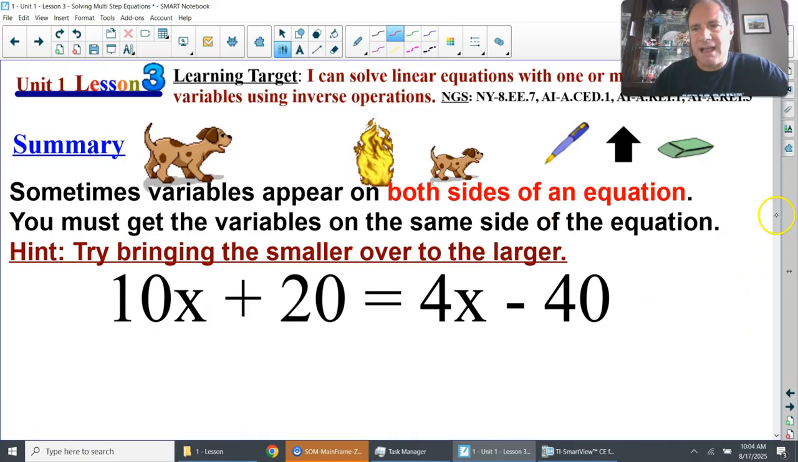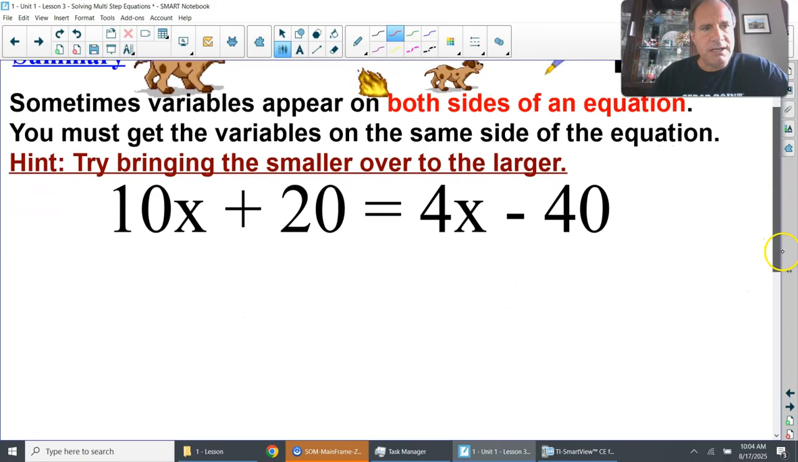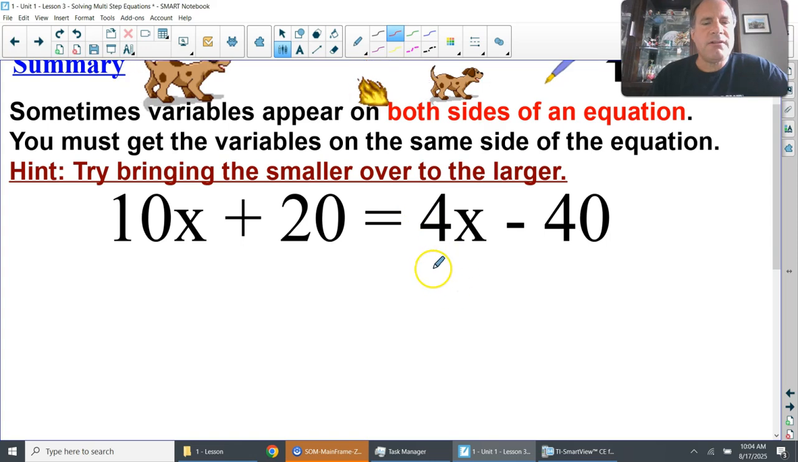So you have to get the variables on the same side of the equation to start to solve. To get the variables together, I typically always like to bring the smaller variable over to the larger. You don't have to, but it is just much easier. It keeps you in the positive. So the inverse operation of positive 4 is negative 4, and you're bringing the negative 4 over to the positive 10x.